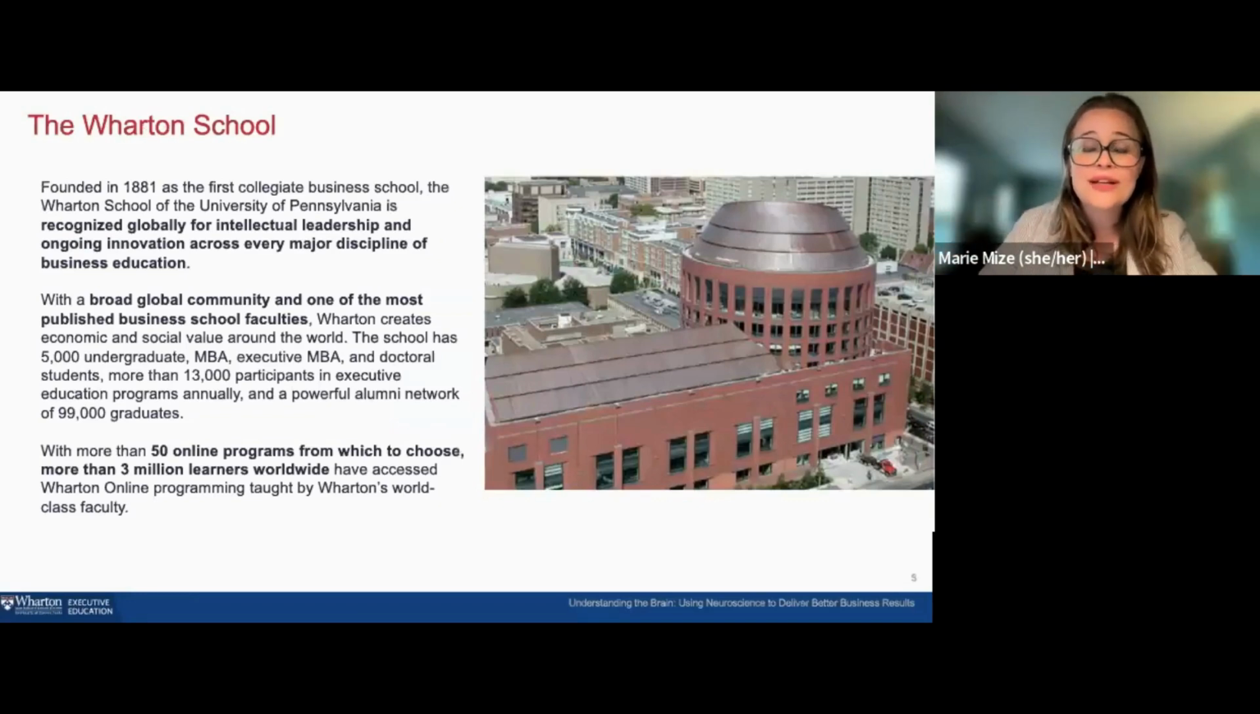This ecosystem of learning starts with the Wharton School. Many of you know this, but the school was founded in 1881 as the very first collegiate business school ever to exist on the globe, on the planet. So as you think about joining a program that's steeped in tradition, history, and innovation, the Wharton School, when it comes to business education themes, is the source of knowledge here. They, as you can see here, have been partnering across the globe since 1881 to bring globally recognized intellectual leadership and ongoing innovation to every major discipline within business education.